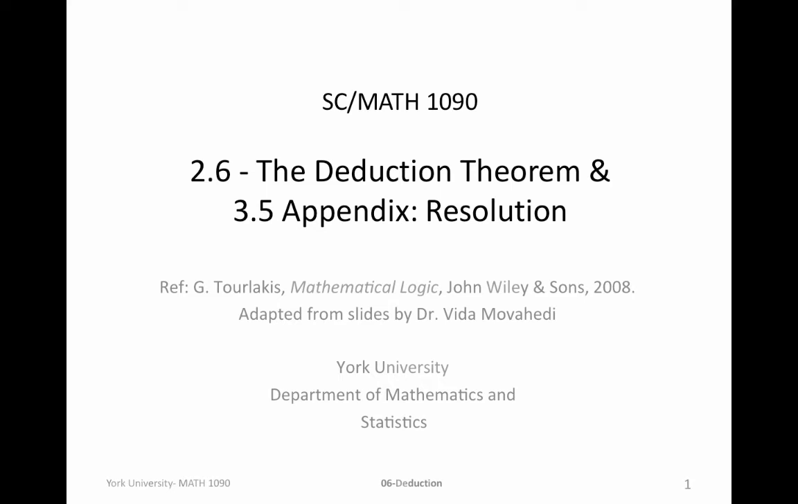We are going to combine 2.6, the deduction theorem, and 3.5, the appendix on proof by resolution, because they're both closely linked. The deduction theorem is a meta-theorem that will be really helpful in proving theorems, and also is valuable in terms of the theory of logic. And the appendix section on proof by resolution, I think you'll enjoy this proof, which uses the deduction theorem. So we'll be able to combine these into one class.